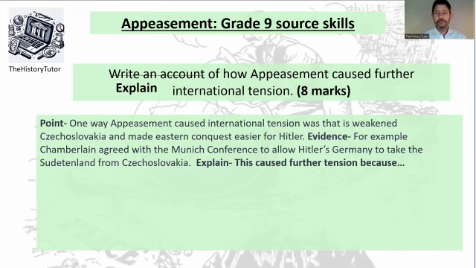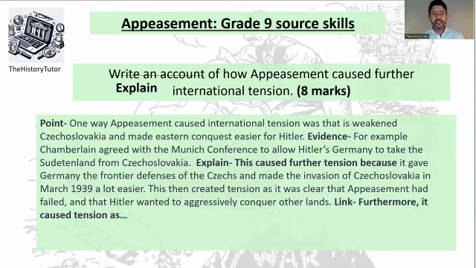Right, so here's what I've gone for. This caused further tension, gave Germany the frontier defence of the Czechs and made the invasion of Czechoslovakia in March 1939 a lot easier. This then created tension as it was clear that appeasement had failed and Hitler wanted to aggressively conquer other lands. So there we go. Hitler is now an aggressive empire builder, and we've explained how that's causing tension.